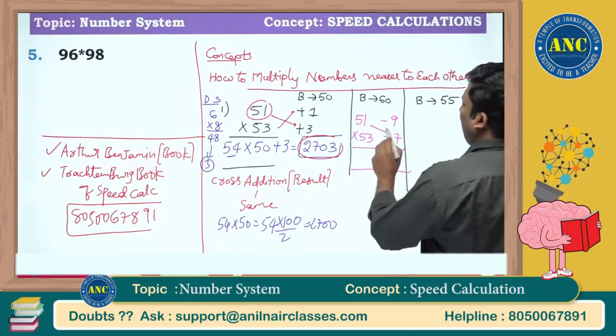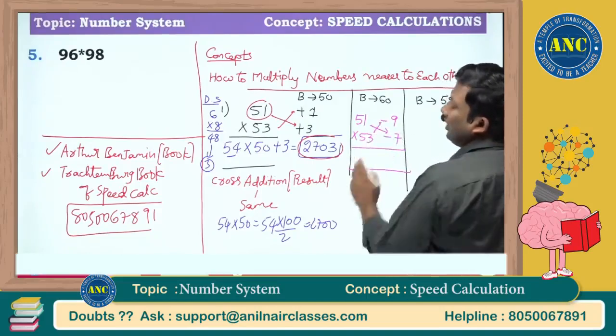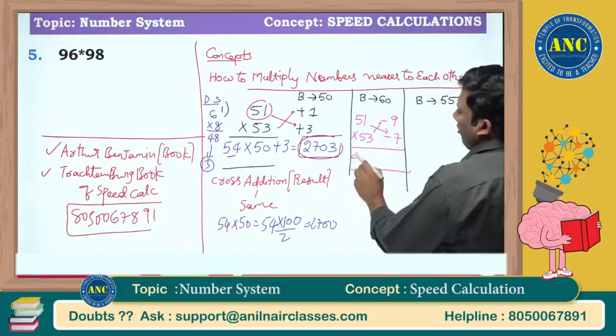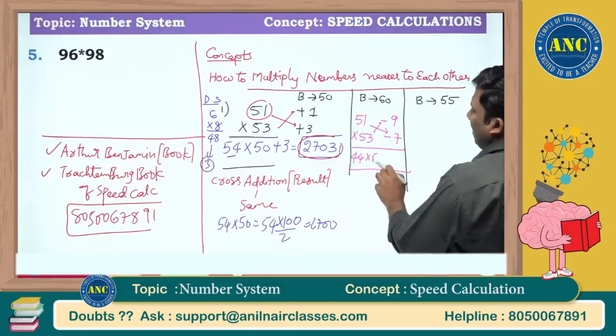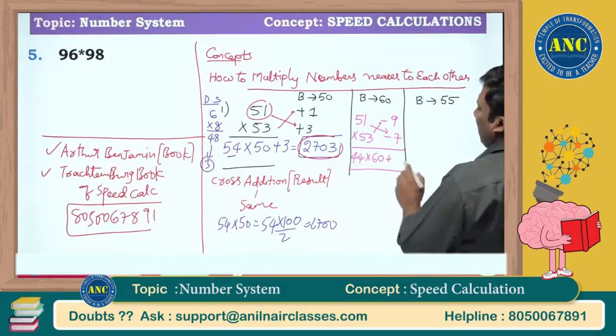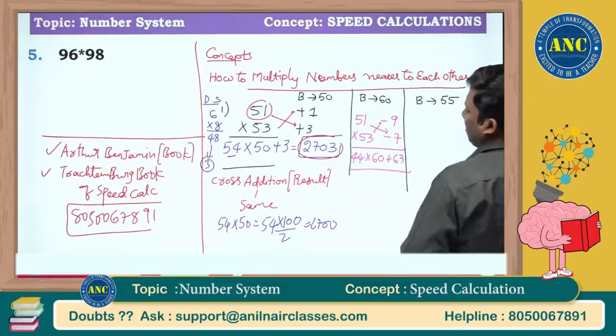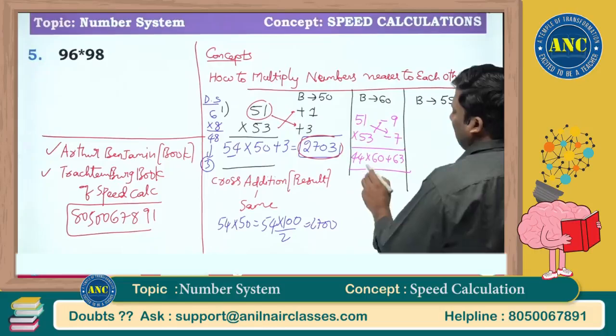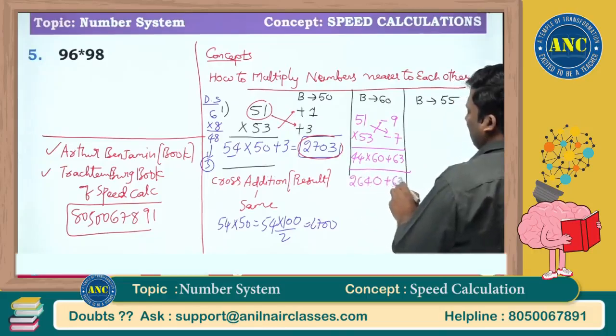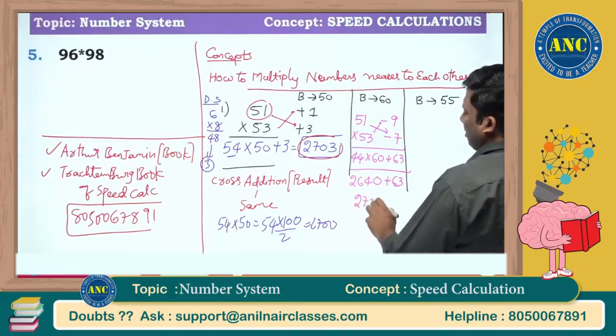So 51 minus 7 is 44. 53 minus 9 is 44. 44 into base, it is 60. Minus into minus is plus. 9 sevens are 63. 6 fours are 24. It is 2640 plus 63, which is 2703.